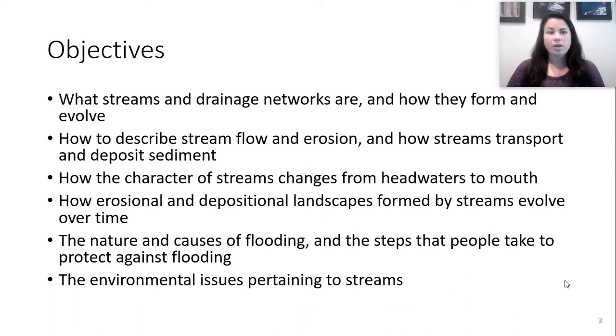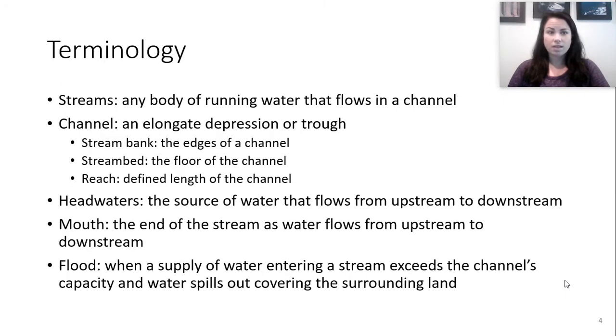So in this lecture, we're going to learn what streams and drainage networks are, how they form and evolve, how to describe stream flow and erosion, and how streams transport and deposit sediment, how the character of streams changes from headwaters to mouth. Those are some terms that we're going to define. How erosional and depositional landscapes form by streams and how those evolve over time as well. And the nature of flooding and the steps that we can take to protect ourselves against flooding events, and the environmental issues that pertain to streams. We're going to talk about watersheds and water and things like that.